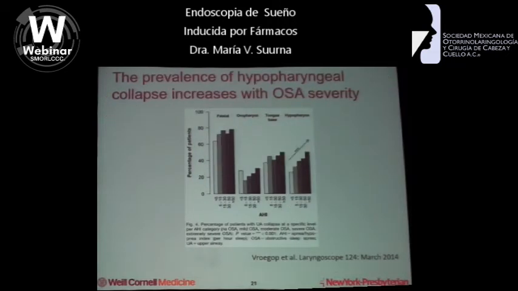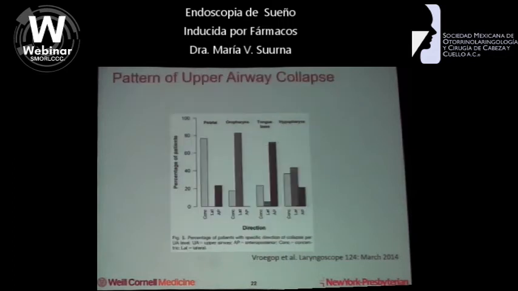Then we look at the severity of sleep apnea, and what we found is that people with more severe sleep apnea are more likely to have hypopharyngeal problems versus base of tongue or palatal obstruction. As you know, the hypopharynx is usually a really difficult area to address surgically. As surgeons, hypopharynx is really an issue. If you have patients with severe sleep apnea, that's the problem you most likely will have to deal with, and you have to be prepared for that.